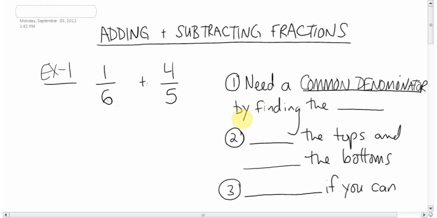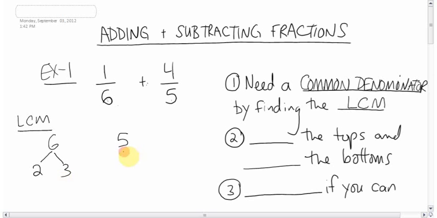The way you do that is you look at these two numbers and you try to find the lowest common multiple. What is the smallest number that both these bottom numbers can go into? Two ways to do that. You could do it the old-fashioned way, like we showed you before, where you find the lowest common multiple of 6 and 5. Do your factor trees.